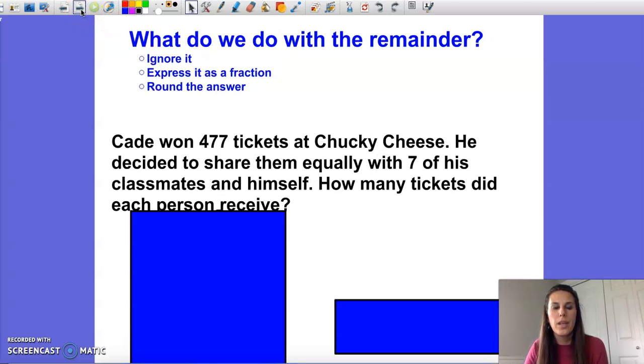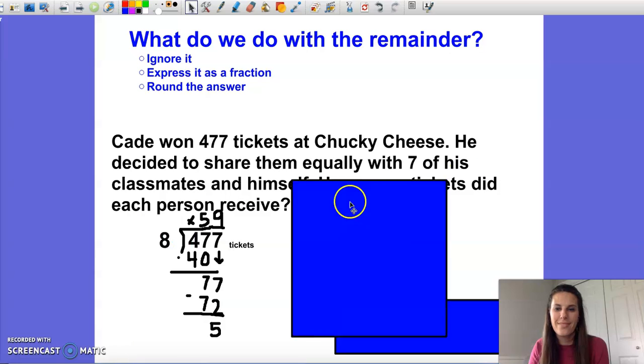How about this one? Cade won 477 tickets at Chuck E. Cheese. He decided to share them equally with 7 of his classmates and himself. How many tickets did each person receive? Go ahead, pause the video, solve it, and then hit play to check your work.